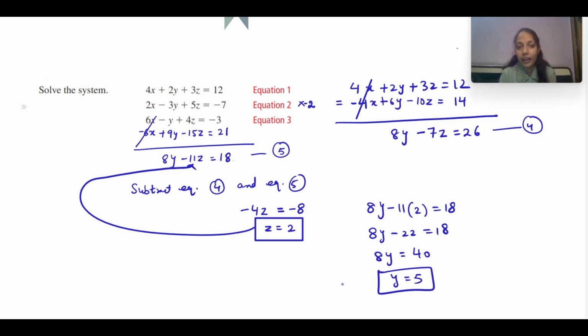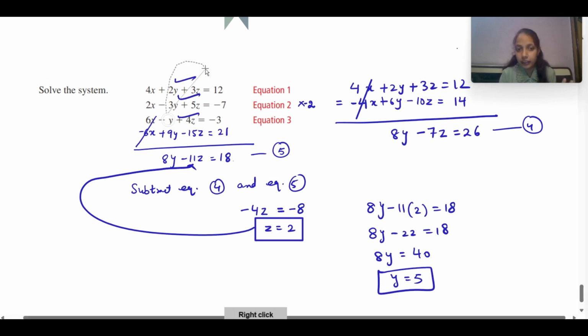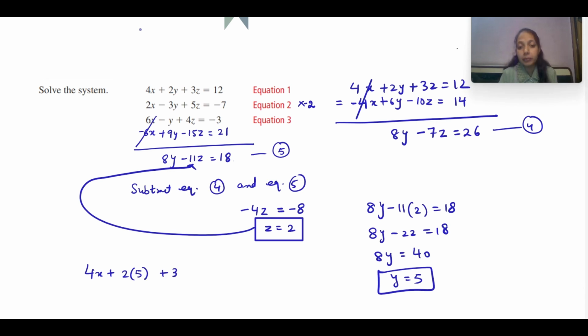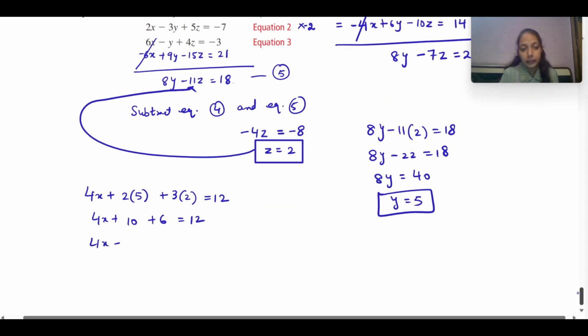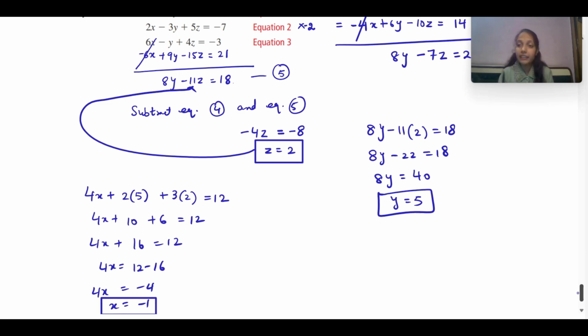You can substitute y and z in this, or in this. So substitute in the first one. 4x plus 2 times y, which is 5, plus 3 times z, which is 2, equals 12. So 4x plus 10 plus 6 equals 12. 4x plus 16 equals 12. 4x equals 12 minus 16, which is negative 4. So x is negative 1. Done. We solved that. x is negative 1, y is 5, and z is 2.